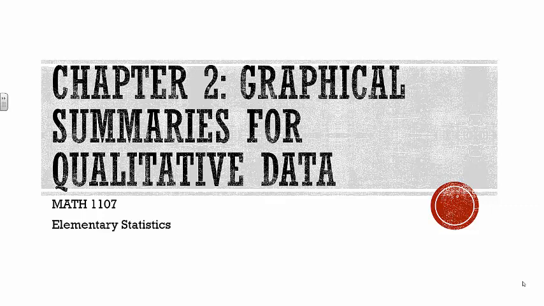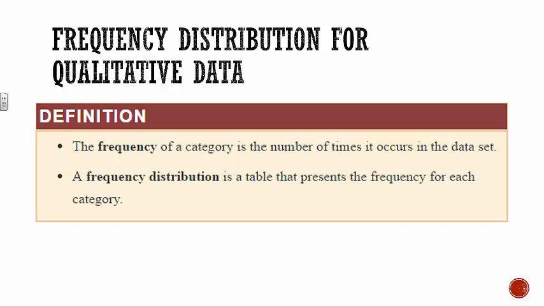Alright, so chapter 2, we're going to look at some graphical summaries that we can use for our data. First thing we want to look at is what we call a frequency distribution. A frequency is just the number of times something happens.